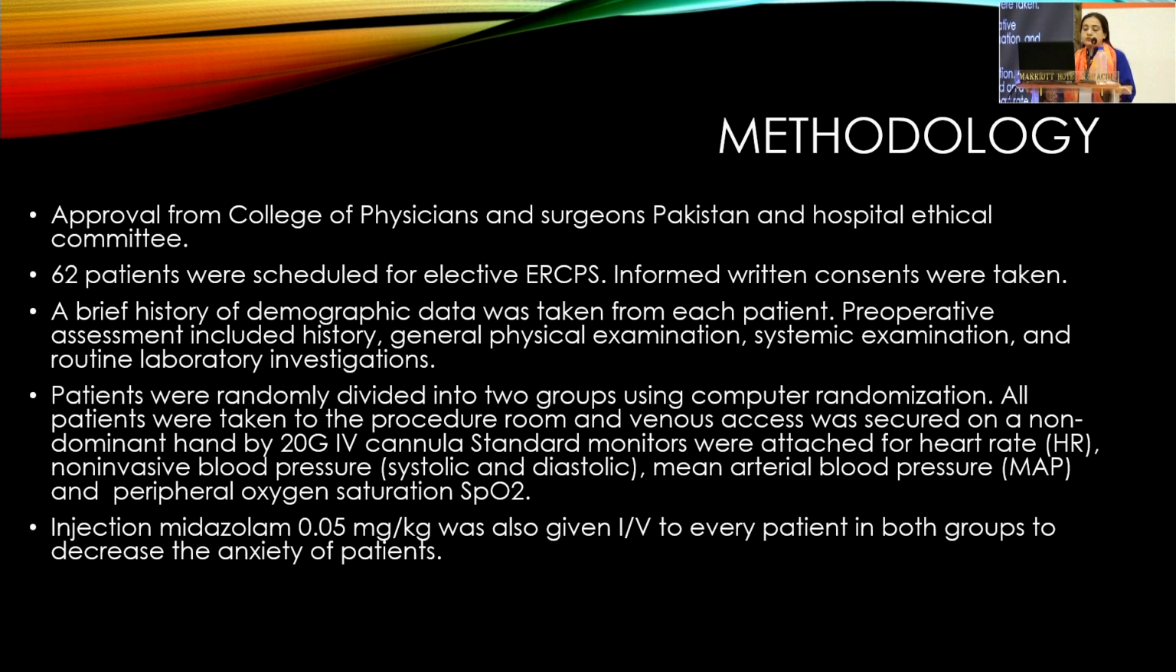All patients were taken to the procedure room, and venous access was secured on a dominant hand by a 20-gauge IV cannula. Standard monitors were applied to the patient, which included heart rate, mean arterial BP, oxygen saturation, and non-invasive BP.